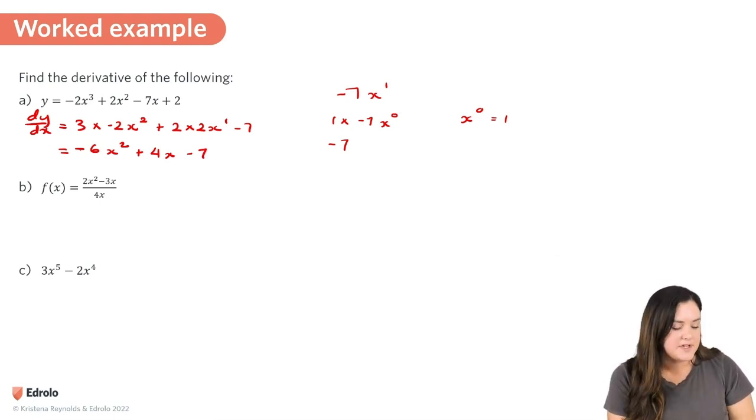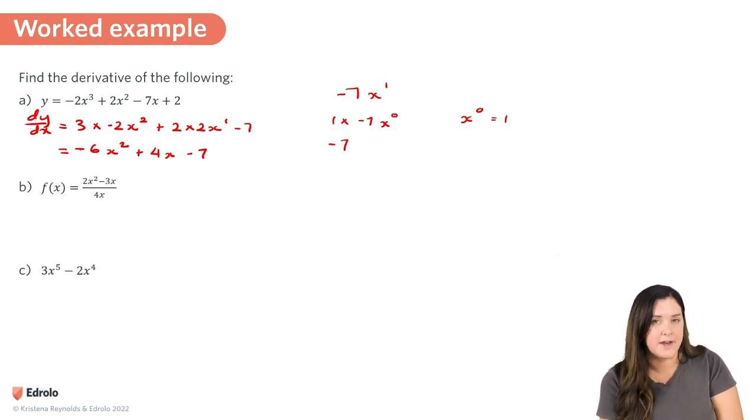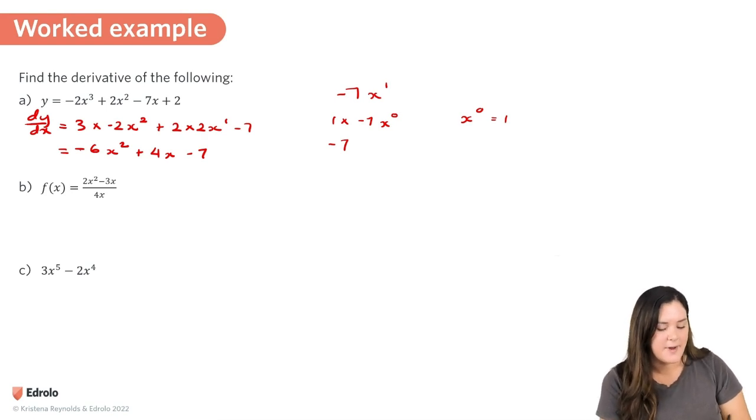For b, we have a bit of a different one. We've got a fraction there. So we've got 2x squared, take away 3x, divided by 4x. Now, in order to differentiate this one, we need to actually simplify it first. So I'm going to do that on the right-hand side, so I've got enough space to write my answer.